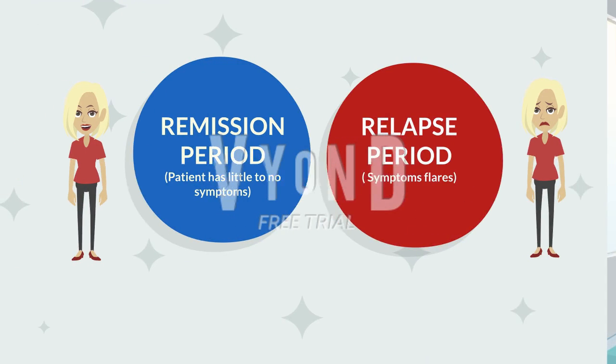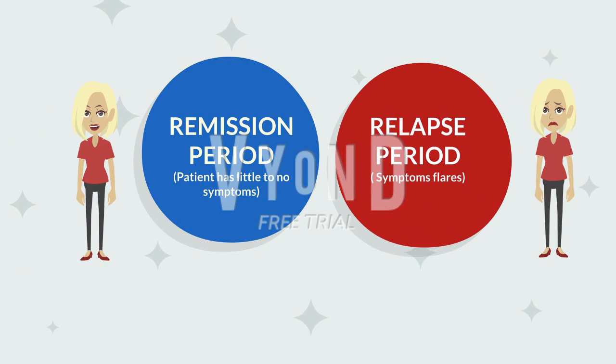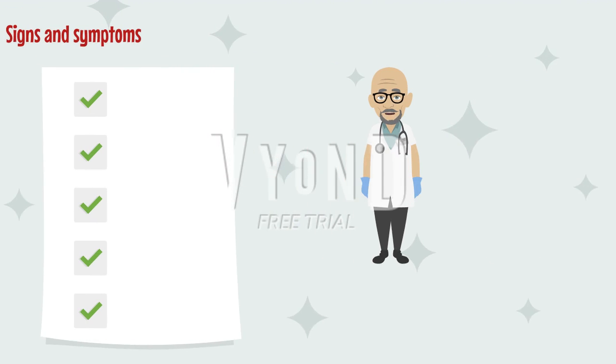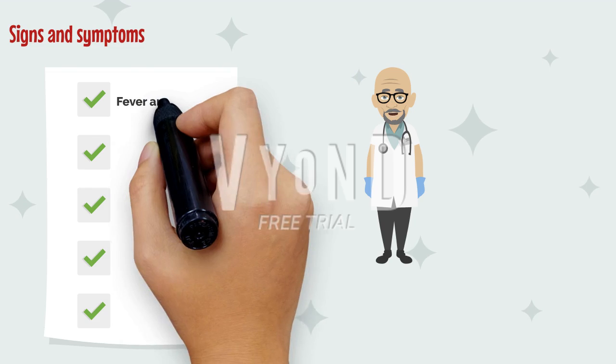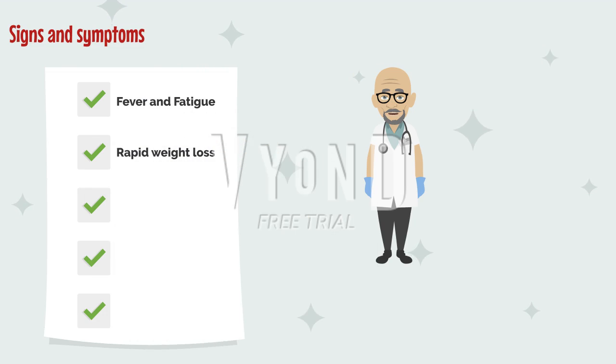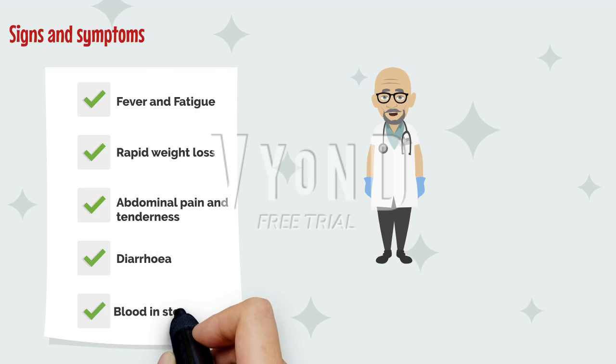It is important to note that people suffering from Crohn's disease will often experience alternating periods of remission where they have little to no symptoms, and relapse where their symptoms flare up. During a period of relapse, it is expected that the patient will experience the following signs and symptoms: fever and fatigue, weight loss due to malnutrition or a loss of appetite, abdominal pain and tenderness in the lower right abdominal region, diarrhea, and blood in stool if there's an ulceration in the large intestine.